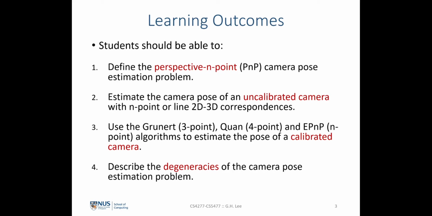Then we'll look at three different algorithms of calibrated camera pose estimation, in particular the Grunert 3-point algorithm, the Quan 4-point algorithm, and the efficient PnP n-point algorithms to estimate the pose of a calibrated camera. Finally, we'll look at how to describe the degeneracies of the camera pose estimation problem.